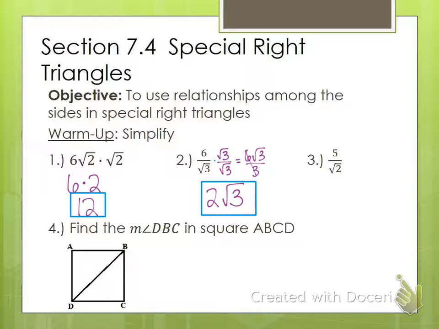All right, similar type of situation on number 3. We need to rationalize that denominator. We cannot have a radical in it. We get 5 root 2 over 2. Will that simplify? No, so we just leave it alone. 5 root 2 over 2.